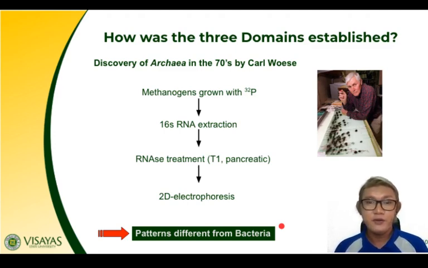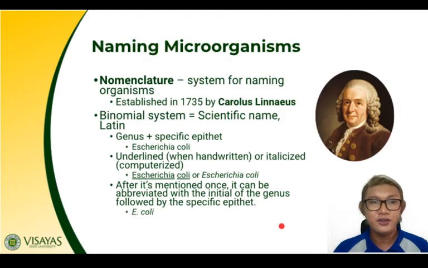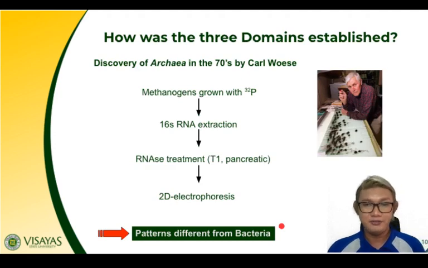And he found out that the methanogens, compared with other species of bacteria, have different patterns, meaning it is a whole new different type of organism. And that's why he discovered the archaea, when he proposed the three domains of life.